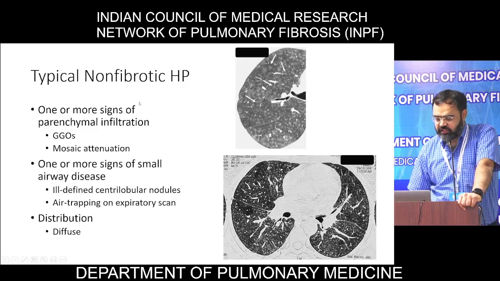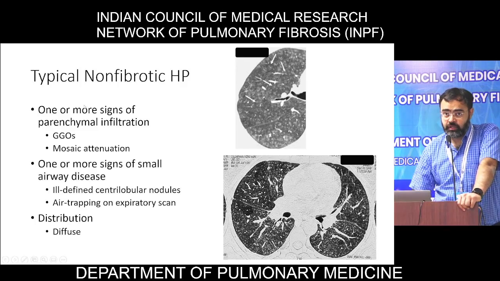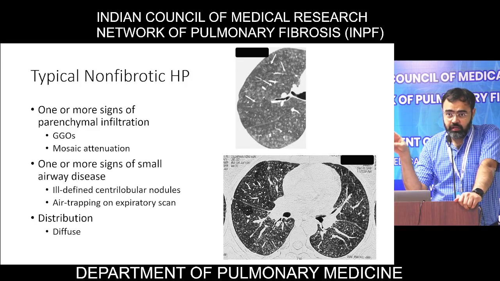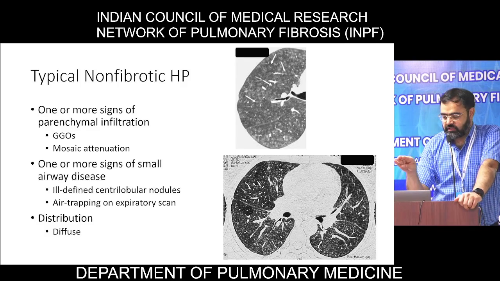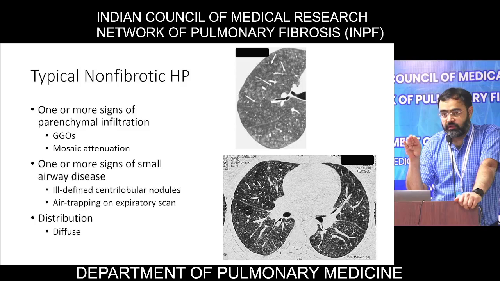It basically has to show one or more signs of parenchymal infiltration. If you go back to the original definition, it's an inflammatory or fibrotic disorder that could be non-fibrotic or fibrotic. It is immune mediated, and we discussed that it is mediated by certain kinds of immunoglobulin G. It occurs due to inhaled antigen. We have discussed the inhaled antigens which may be responsible, and that it involves the parenchyma as well as the small airways.